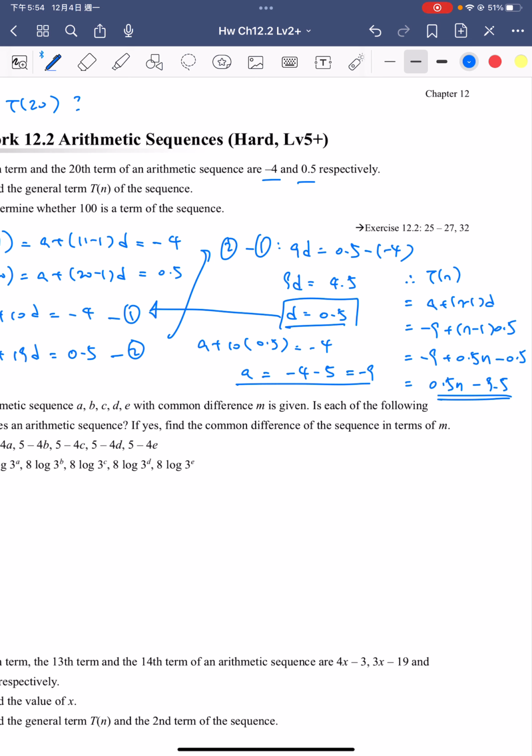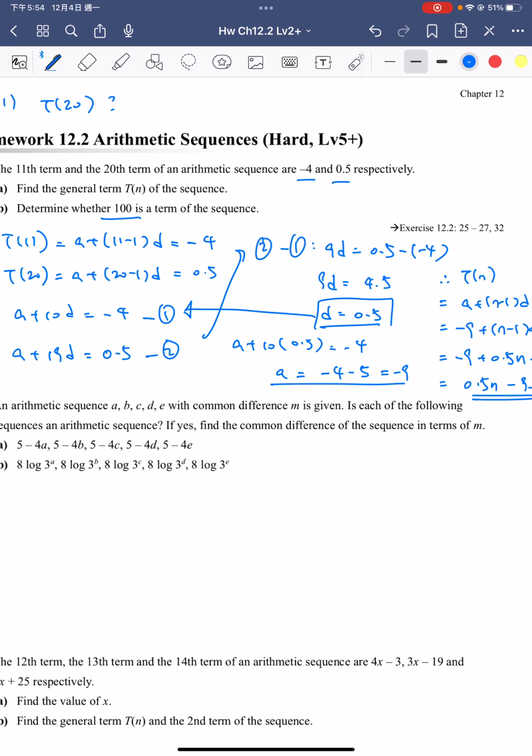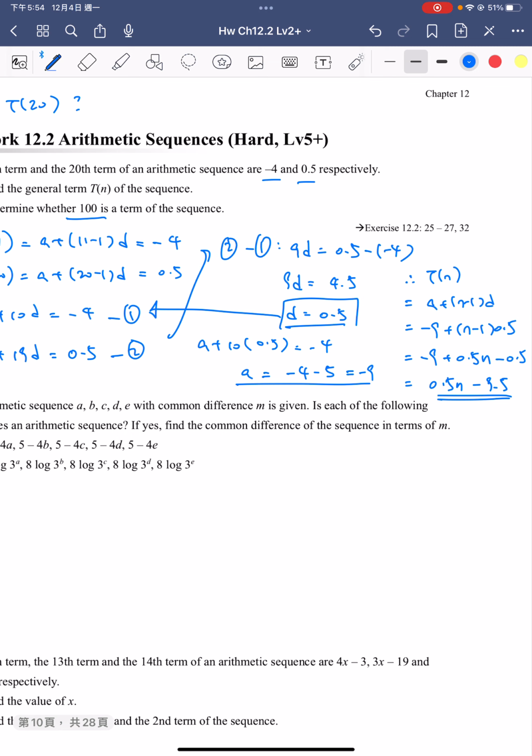Then if you want to find out whether 100 is a term of the sequence, you can just think about Tn being equal to 100 and try to solve this equation. If the solution for n is a whole number, then we can say that 100 is actually a term of the sequence. So pause the video and try to think about it yourself.